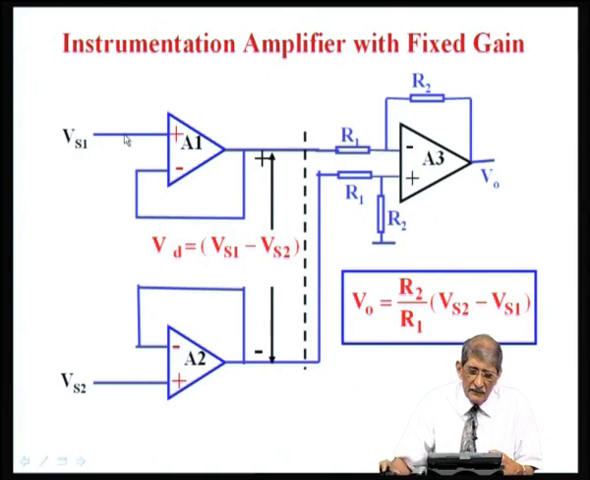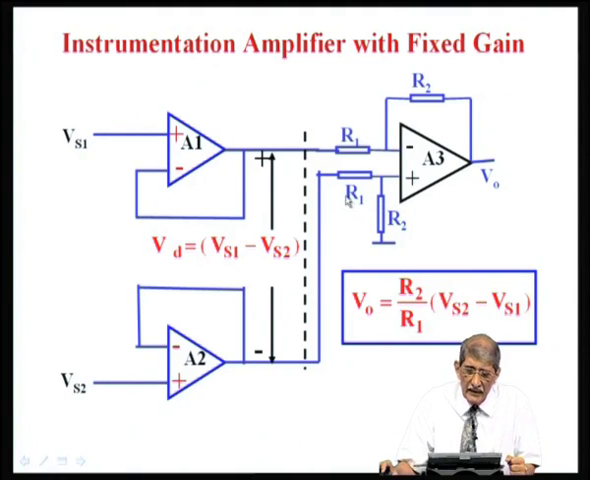Okay. Whatever you get here, the Vd here is Vs1 minus Vs2. How is that possible? Vs1 is the same as Vs1 here, Vs2 is the same as Vs2 here, because of unity gain. So, Vs1 minus Vs2 is the input voltage, and from here onwards, this is the differential amplifier which gives the gain of minus R2 by R1.